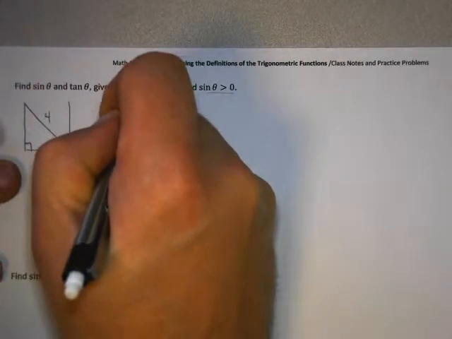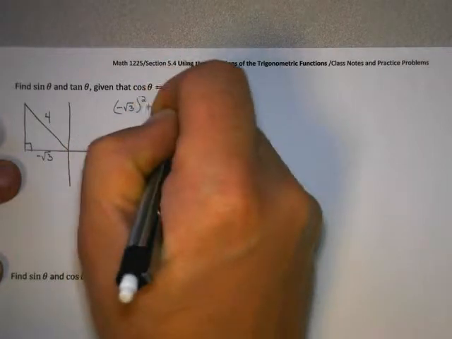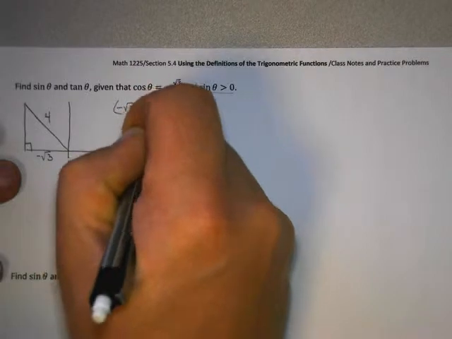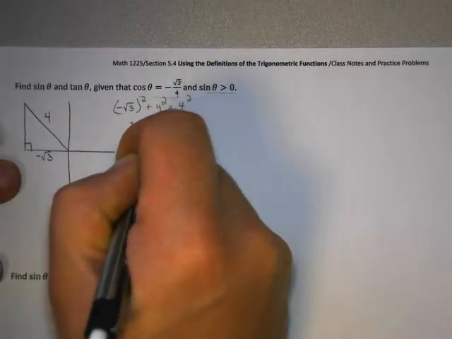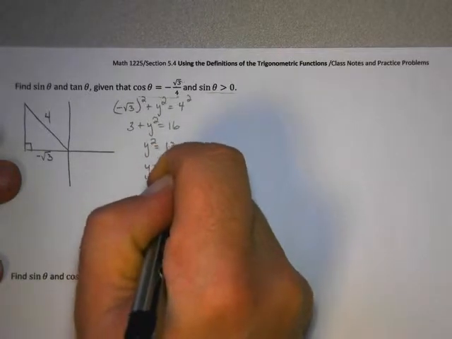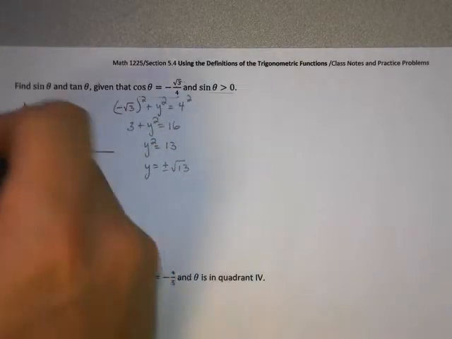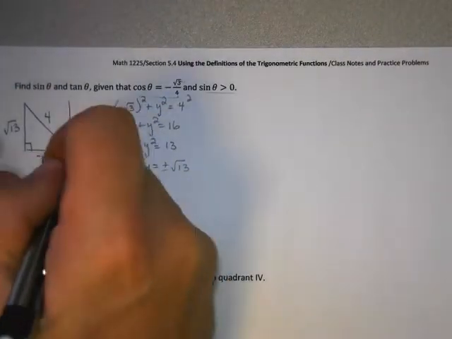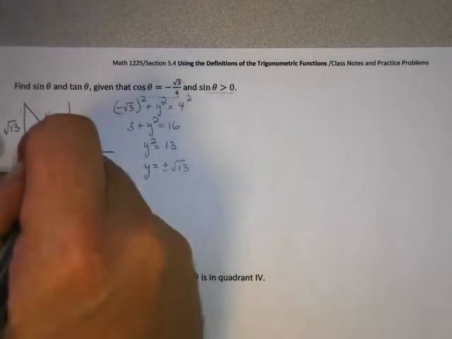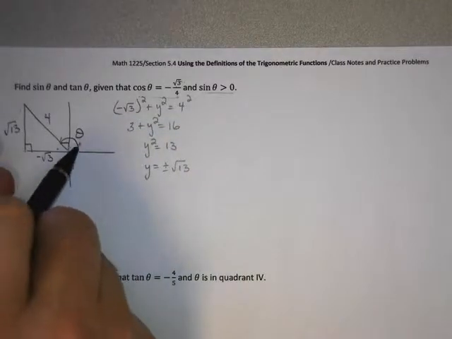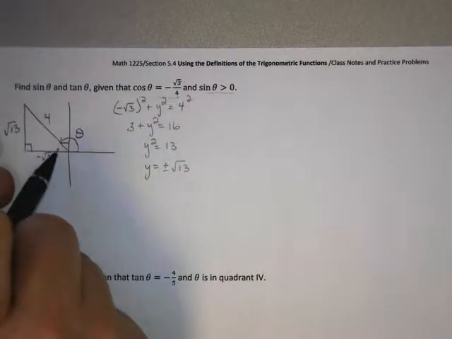So negative square root of 3 squared plus y squared equals 4 squared. 3 plus y squared equals 16. Y squared equals 13. Y equals plus minus the square root of 13. But because I'm going up, this is going to be the positive square root of 13. My theta's here. This angle between the terminal side and the x-axis, that would be your reference angle.